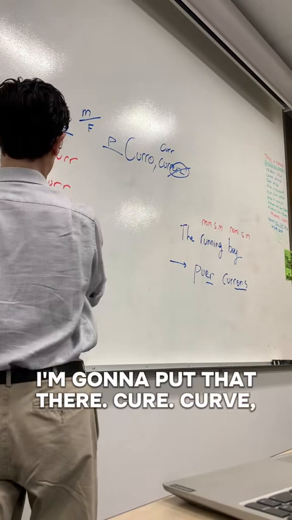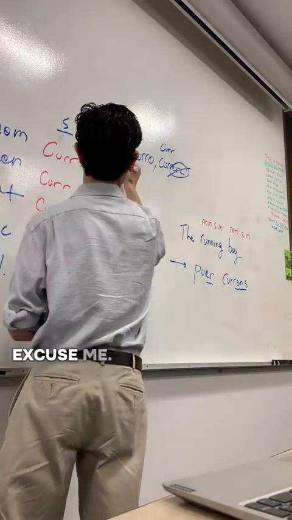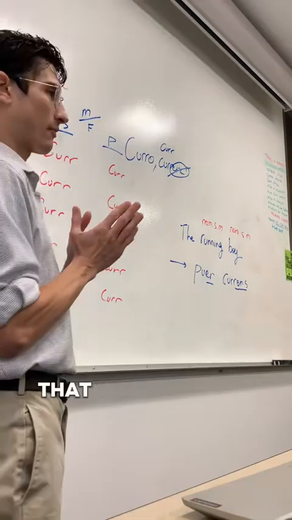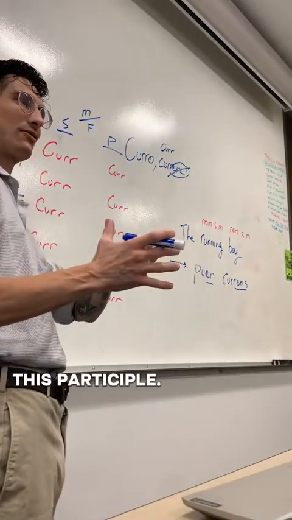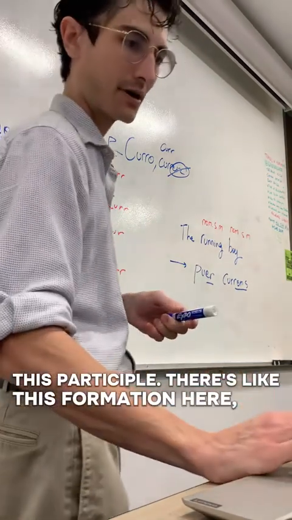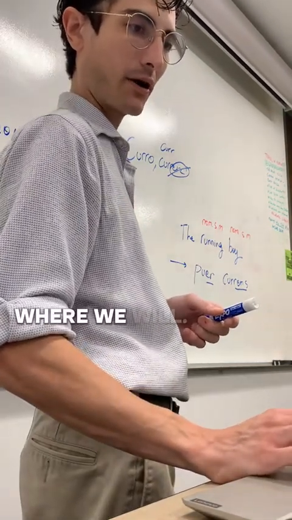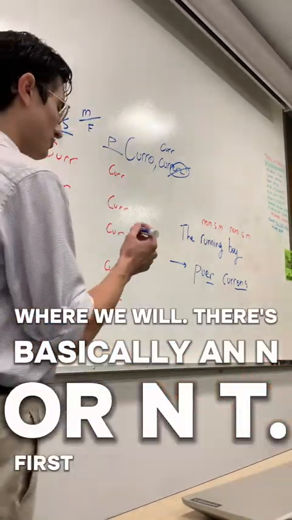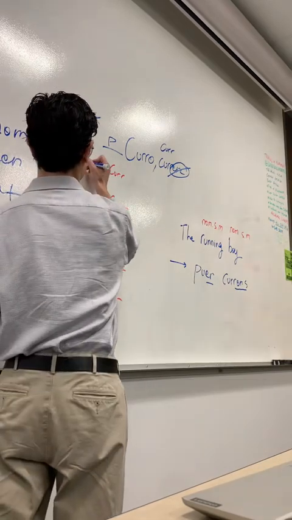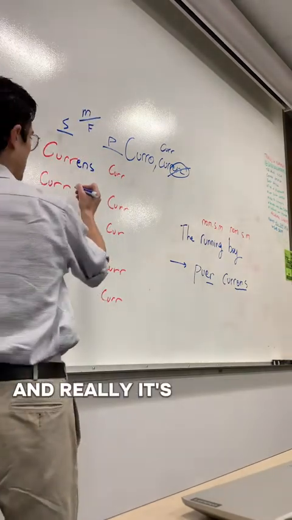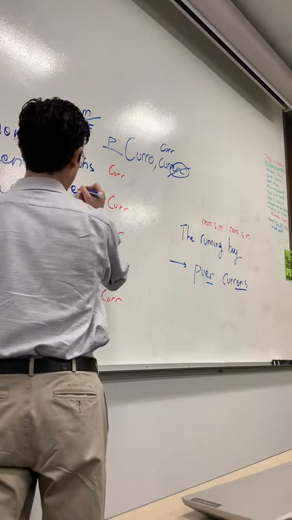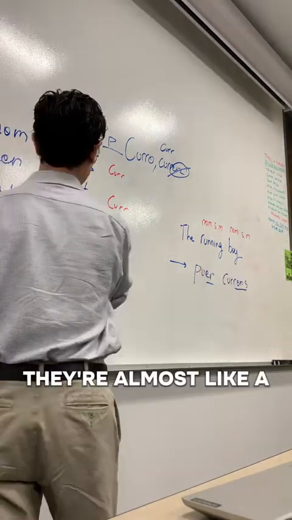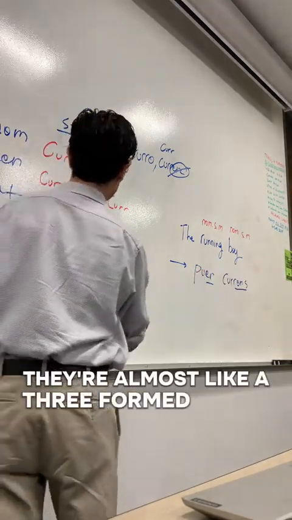Cur. Probably telling me to shut up right now, but we're almost done. There you go. We have this participial formation here, where there's basically an N or NT. First one is basically, and really it's more like, they're almost like a three-formed thing.